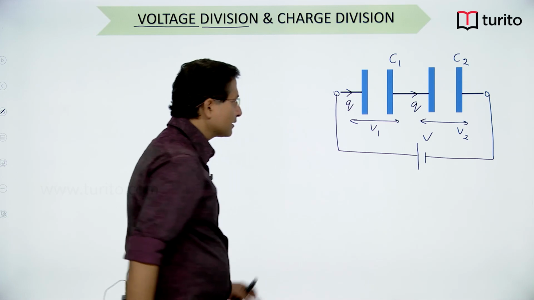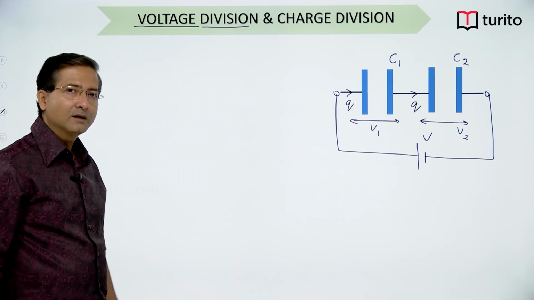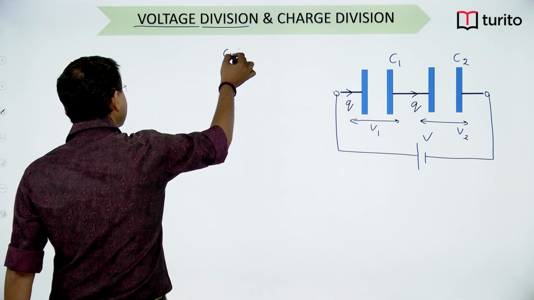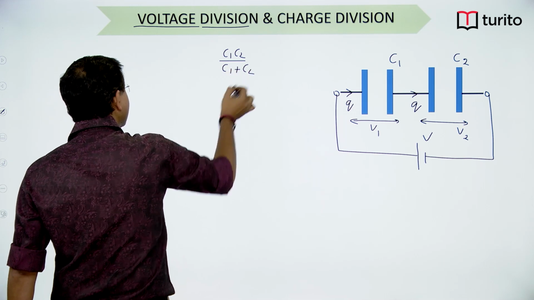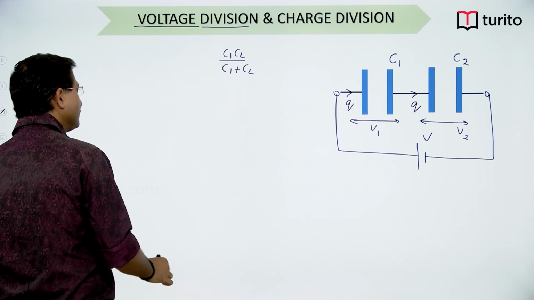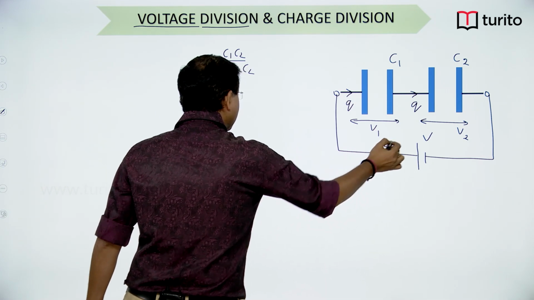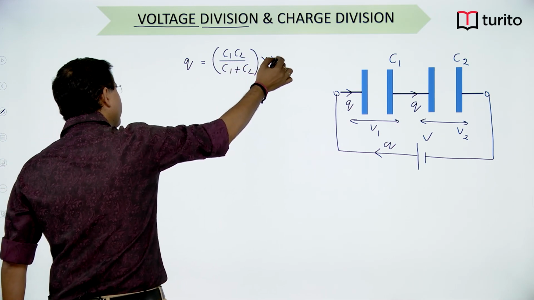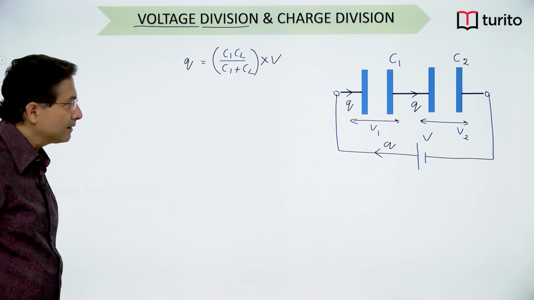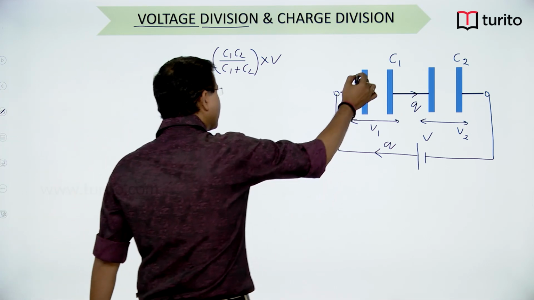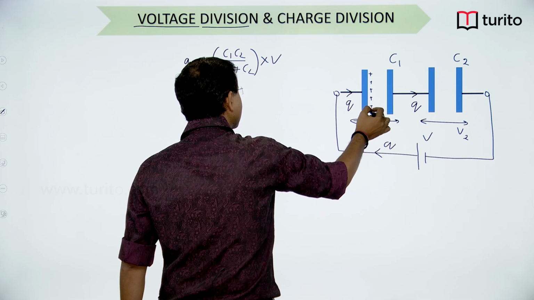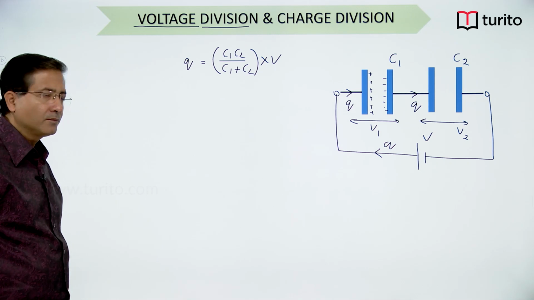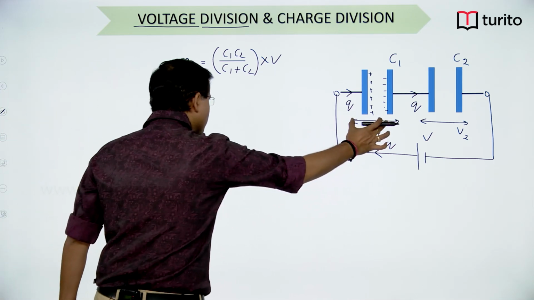So, a V volt battery is connected to two capacitors which are in series. The equivalent capacitance of the two connected in series is C1 C2 divided by C1 plus C2, right. Q is equal to CV. How much charge the battery delivers, that charge Q is equal to C equivalent times V, right. If this capacitor carries Q charge, then how much would be the voltage drop?